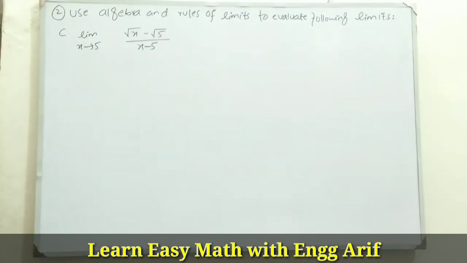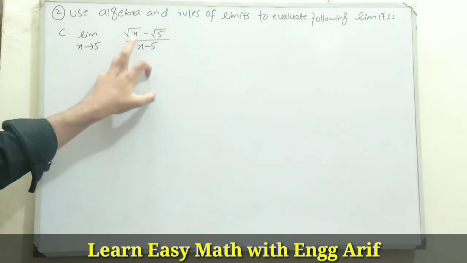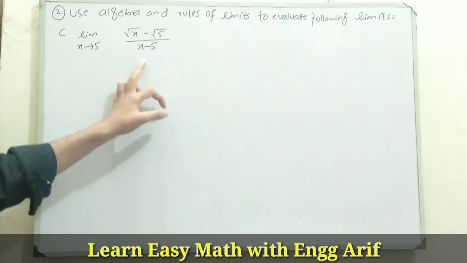Now move to part C of question number 2. It tells that limit x approaches to pi, find the value of root x minus root pi divided by x minus pi.